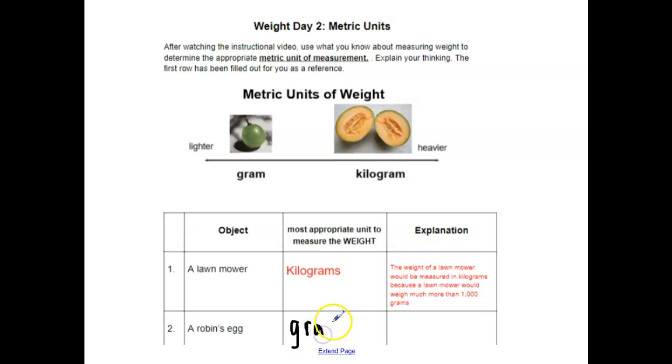Wonderful. You could say a robin's egg is very, very light. It weighs less than 1,000 grams. So I would use grams to measure the weight of a robin's egg.